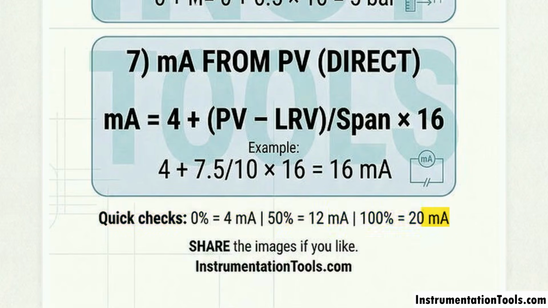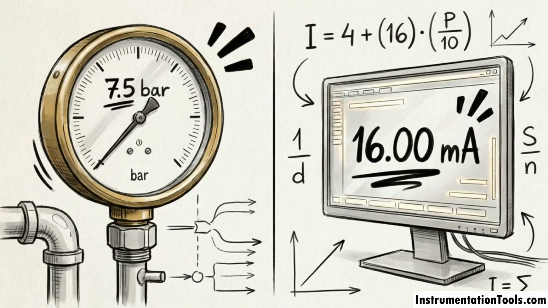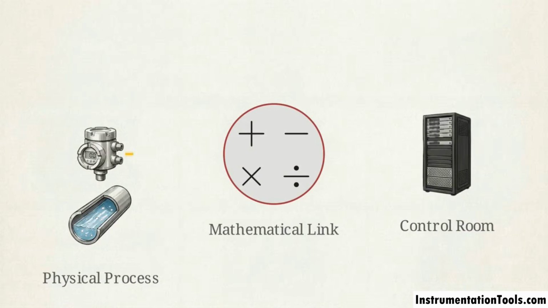You may want to screenshot this summary grid. It organizes the formulas by their end goal, providing a quick reference for calculating span, percentages, and signal values. These formulas ensure that every step of the conversion process is verifiable. Applying them correctly maintains a predictable mathematical link between the physical process and the control room.